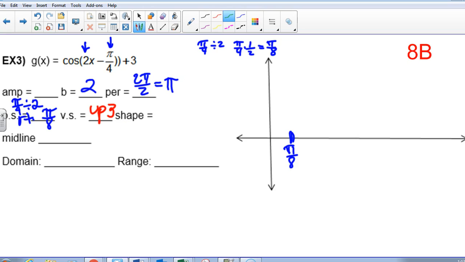Who else have I not picked on? Abigail? Amplitude, midline, what do you want to tell me? Yeah, there's nothing multiplied out in front here, so the amplitude is just 1. Samantha? You tell me something? Yeah, I don't care. Yep.